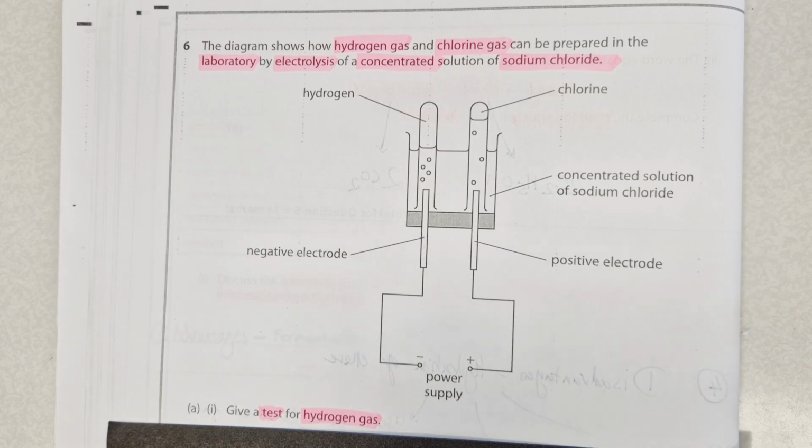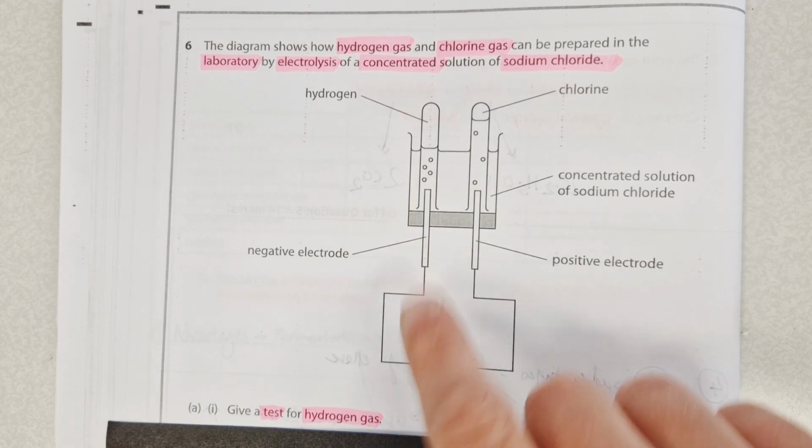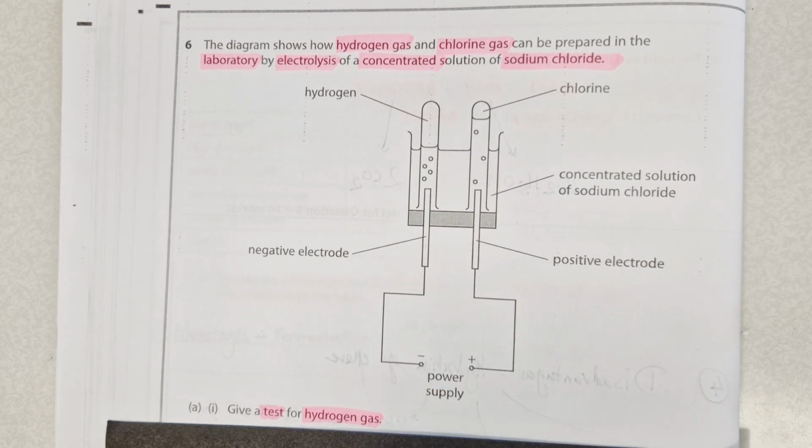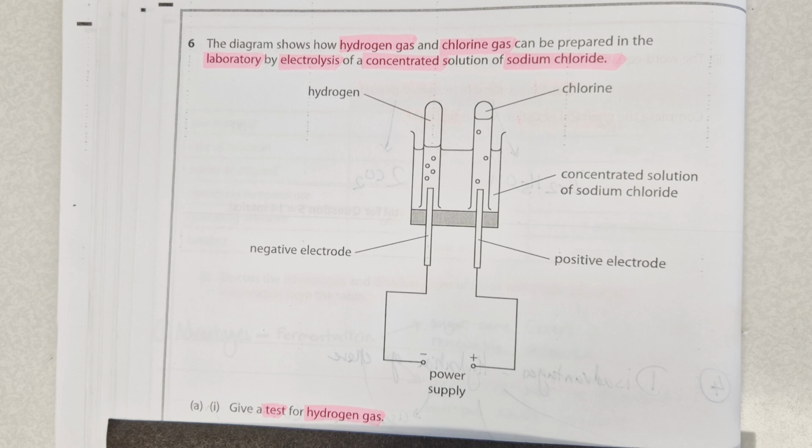Okay, so question 6, the dreaded electrolysis question. Here we've been given a diagram of the setup for the electrolysis of sodium chloride solution. We're collecting hydrogen gas and chlorine gas: hydrogen gas at the negative cathode and chlorine gas at the positive anode. And we're now being asked to initially give a test for the presence of hydrogen gas.